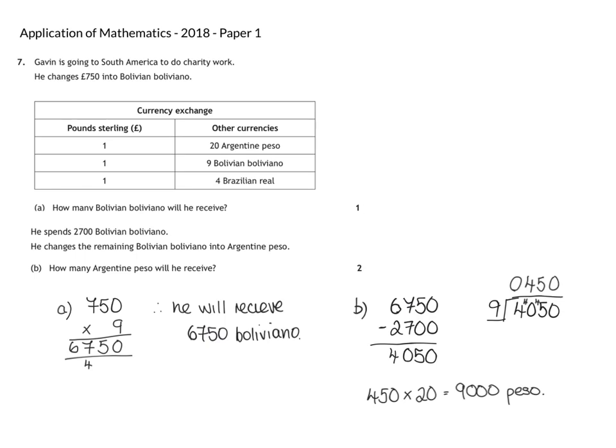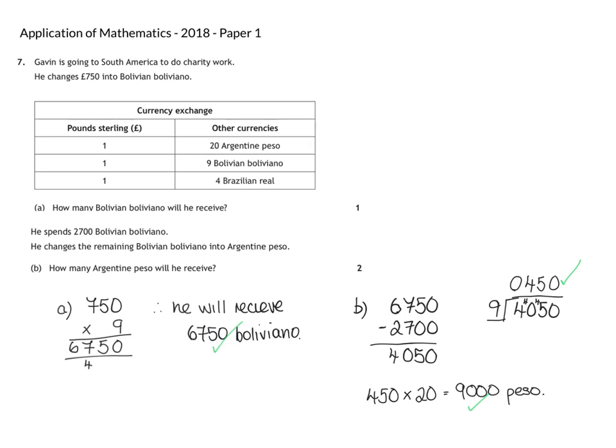So our marks for this question. First part, so for part A, you just get your mark for your answer. For part B, you get your first mark for changing it back into pounds, and then you get your second mark for getting your answer of 9,000 peso.